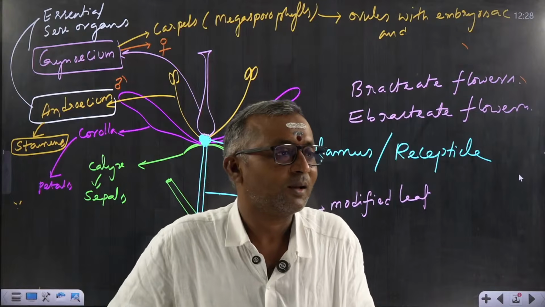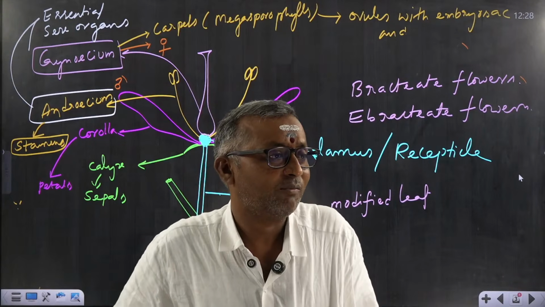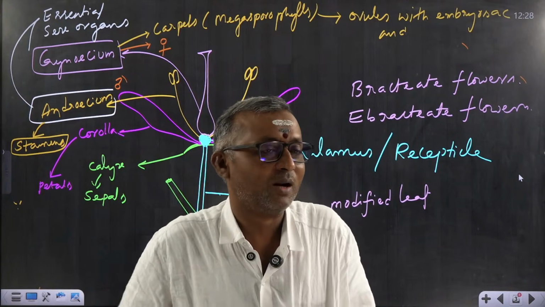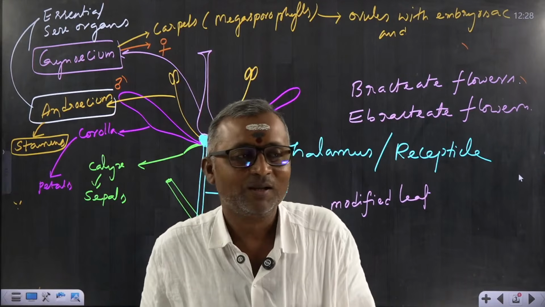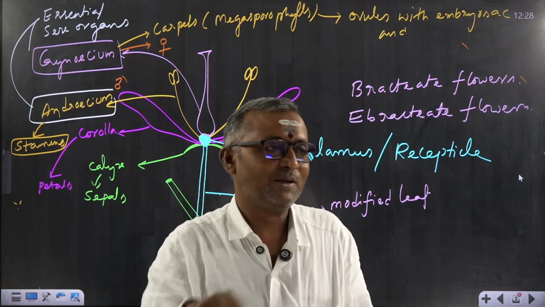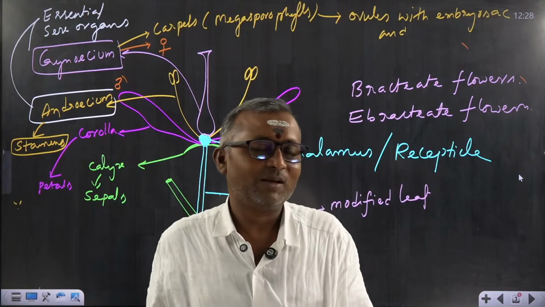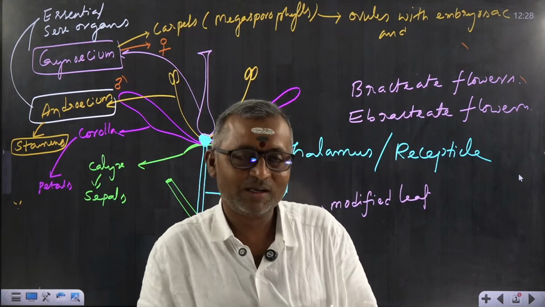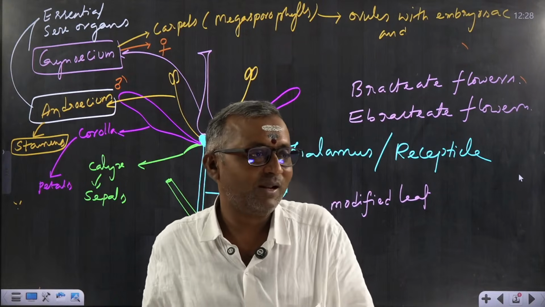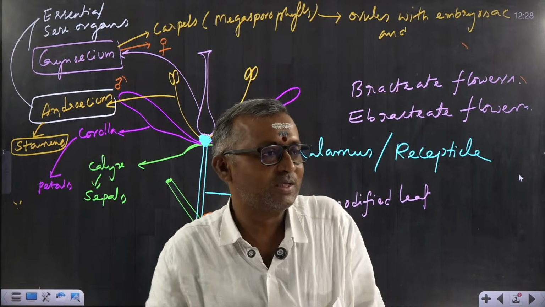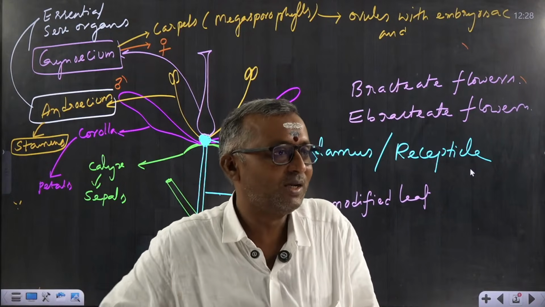Then, yeah, one more question. How can we identify whether it is unisexual or bisexual? By looking at the flower. If both stamens and carpels are present, it is bisexual. If the flower has only stamens, it is unisexual male. If the flower has only carpels, it is unisexual female. You can see all those details.